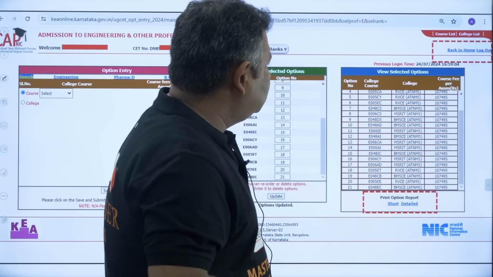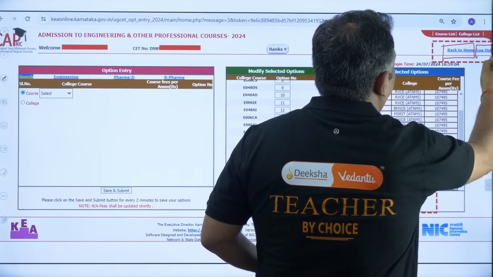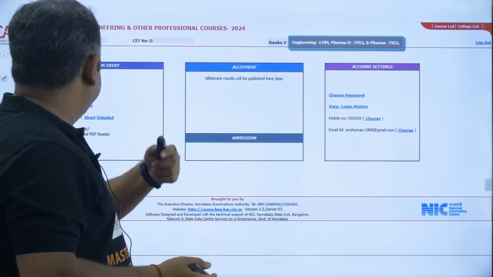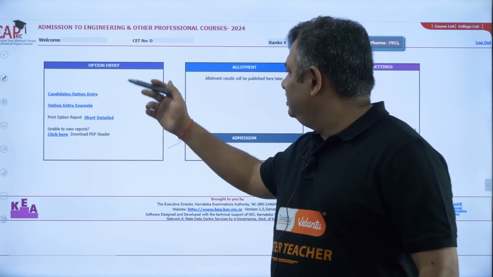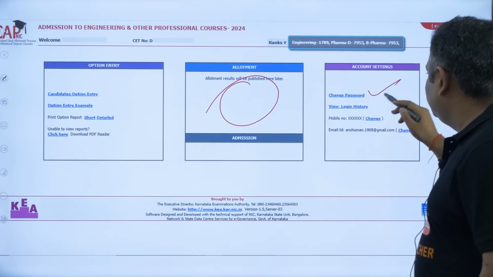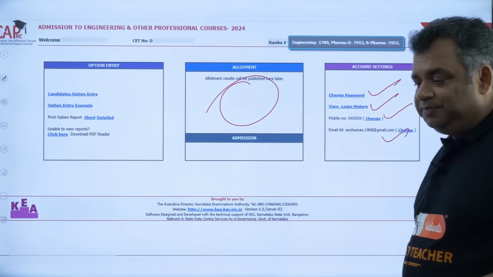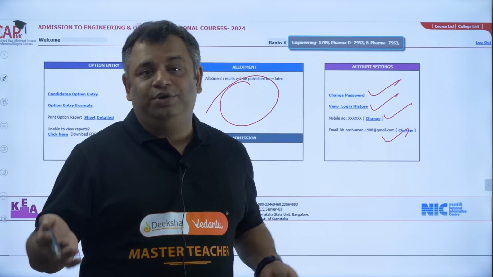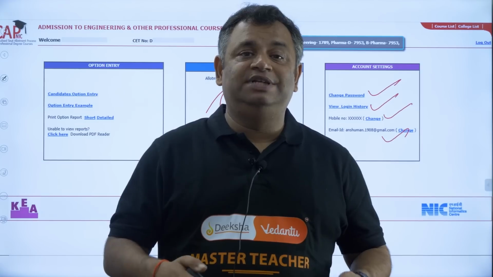Now what you do is, after you have done this, either you go back to home or you log out. If you log out, it will log you out, of course. If you click go back home, it's going to take you to this place, wherein you've seen this screen before, right? A candidate option entry example. Once the seat is allotted, it will be displayed here. If you want to change your password, you want to view your login history, you want to change mobile number, email ID, please change. No problems, right? Once you've done all this, you have to wait for the seats to be allotted to you in round 1. Once the seats are allotted in round 1, we are going to talk about what should be the strategy for round 2.